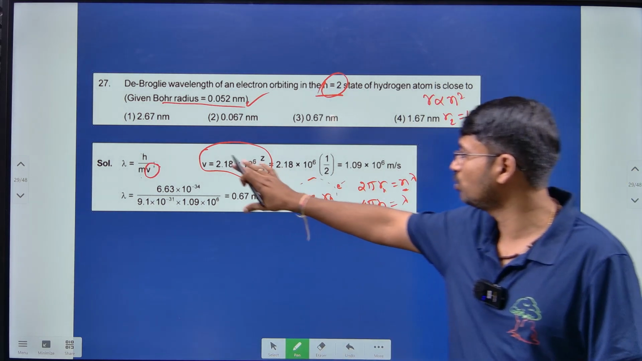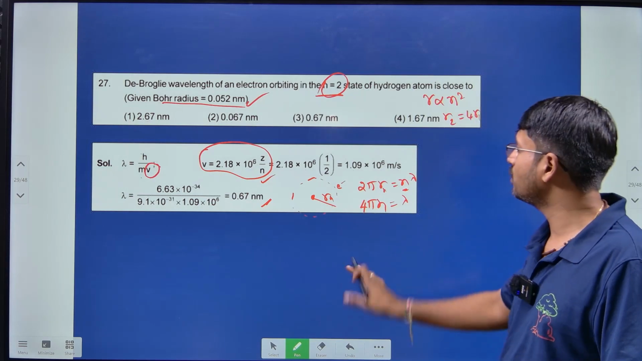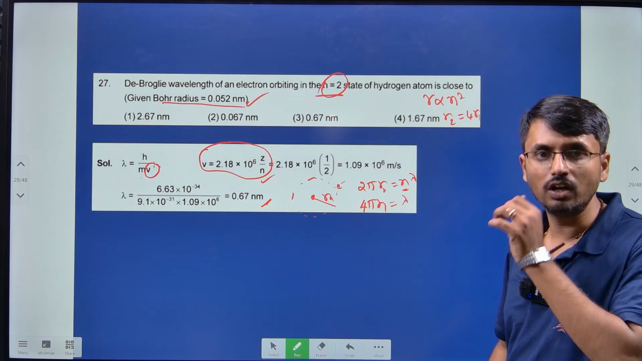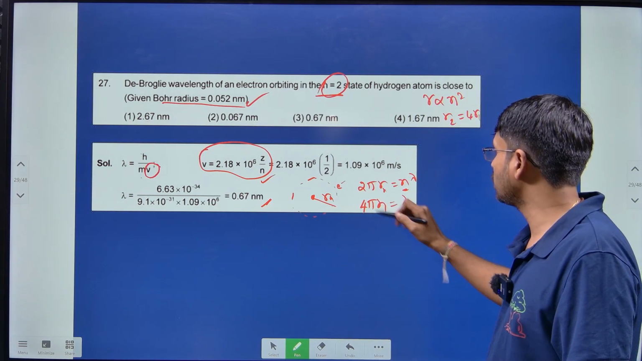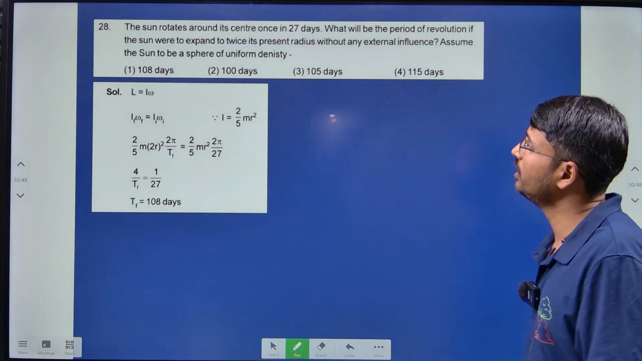So one way is using the velocity. The other way is using de Broglie's explanation of a stable orbit. Using that also we can do it. Okay, next.